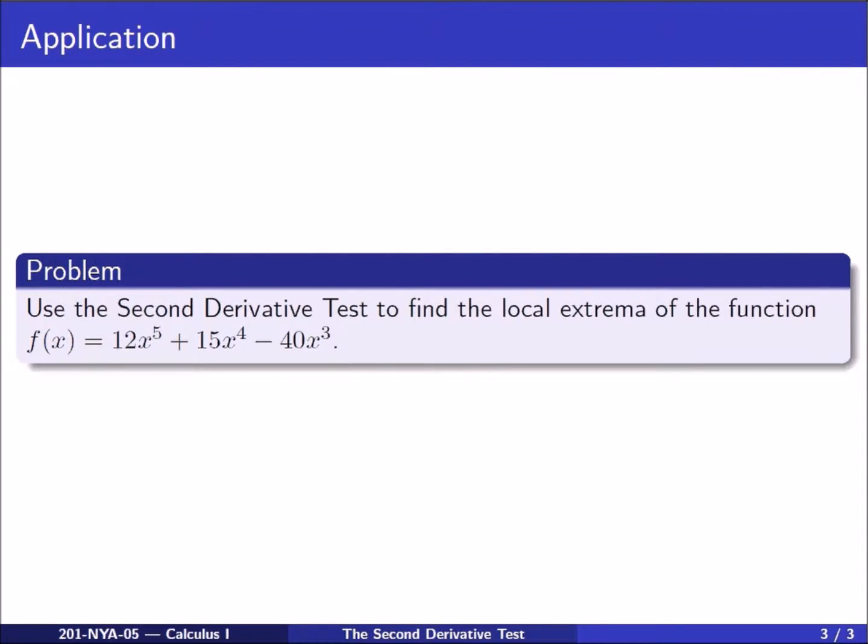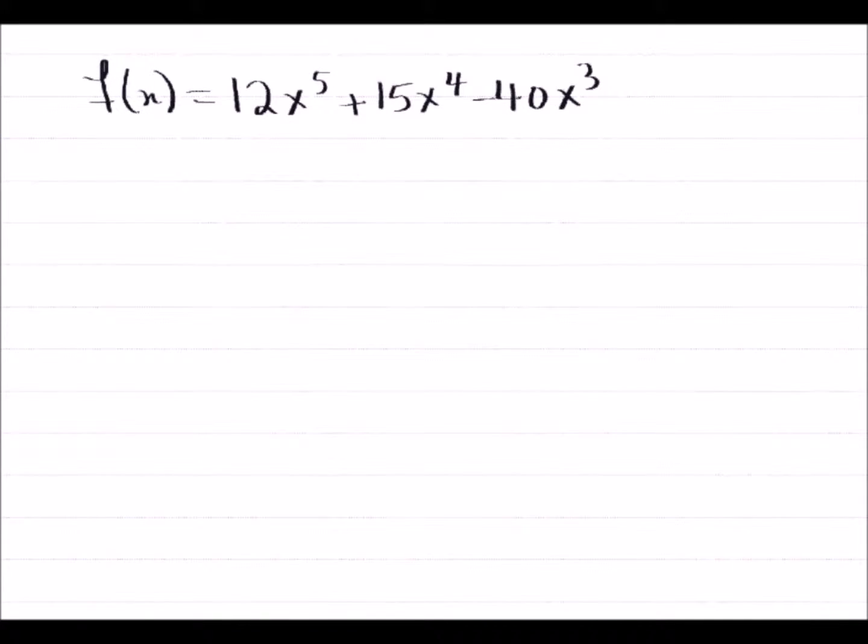Use the second derivative test to find the local extrema of the function f of x, which is 12x^5 plus 15x^4 minus 40x^3. To apply the second derivative test, I will first need to find my critical values. And to do this, I need to find where f prime of x is equal to 0. So let's first start by computing f prime of x.